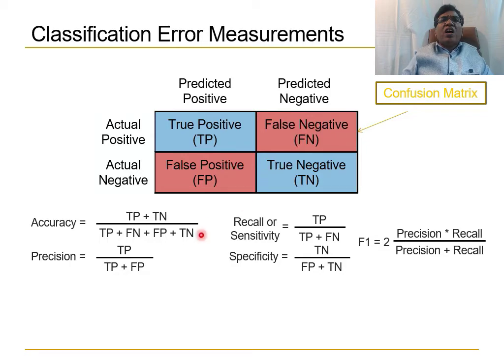So accuracy is the proportion of the total number of predictions that were correct. What is precision? Precision is the proportion of positive cases that were correctly identified. What is sensitivity or recall? Sensitivity or recall is the proportion of actual positive cases which are correctly identified. Specificity is the proportion of actual negative cases which are correctly identified.